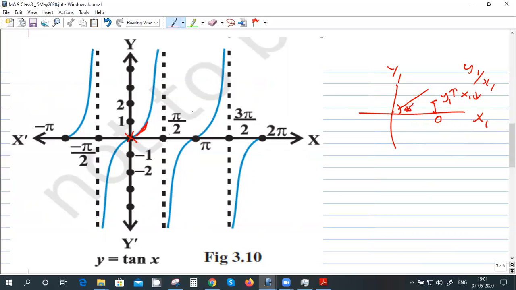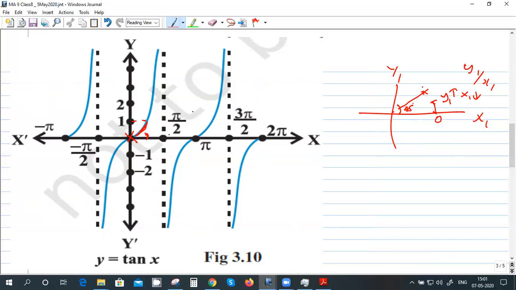And at the middle, that is at 45 degrees. The middle is 45, right? This quadrant is 90. At the middle point, y and x are the same. The equation of the line y equal to x makes an angle of 45 degrees with the x-axis. So at 45 degrees, the value of y by x is 1. So this 1 corresponds to 45 degrees, in the middle of pi by 2.